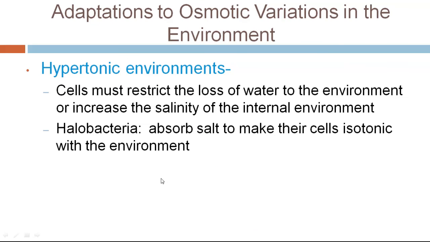If it's a hypertonic environment, you must find a way to restrict the water from leaving the body. And there's different ways that organisms can do this, but a lot of organisms just don't live in hypertonic environments. There's one cool one I want to tell you about, the halobacteria, which are the ones that live in very salty solutions like the Great Salt Lake. They actually absorb salt, and then they make their cells isotonic with their environment. Okay, so they're actually able to process that and not have toxicity from it. So only certain bacteria can do that.